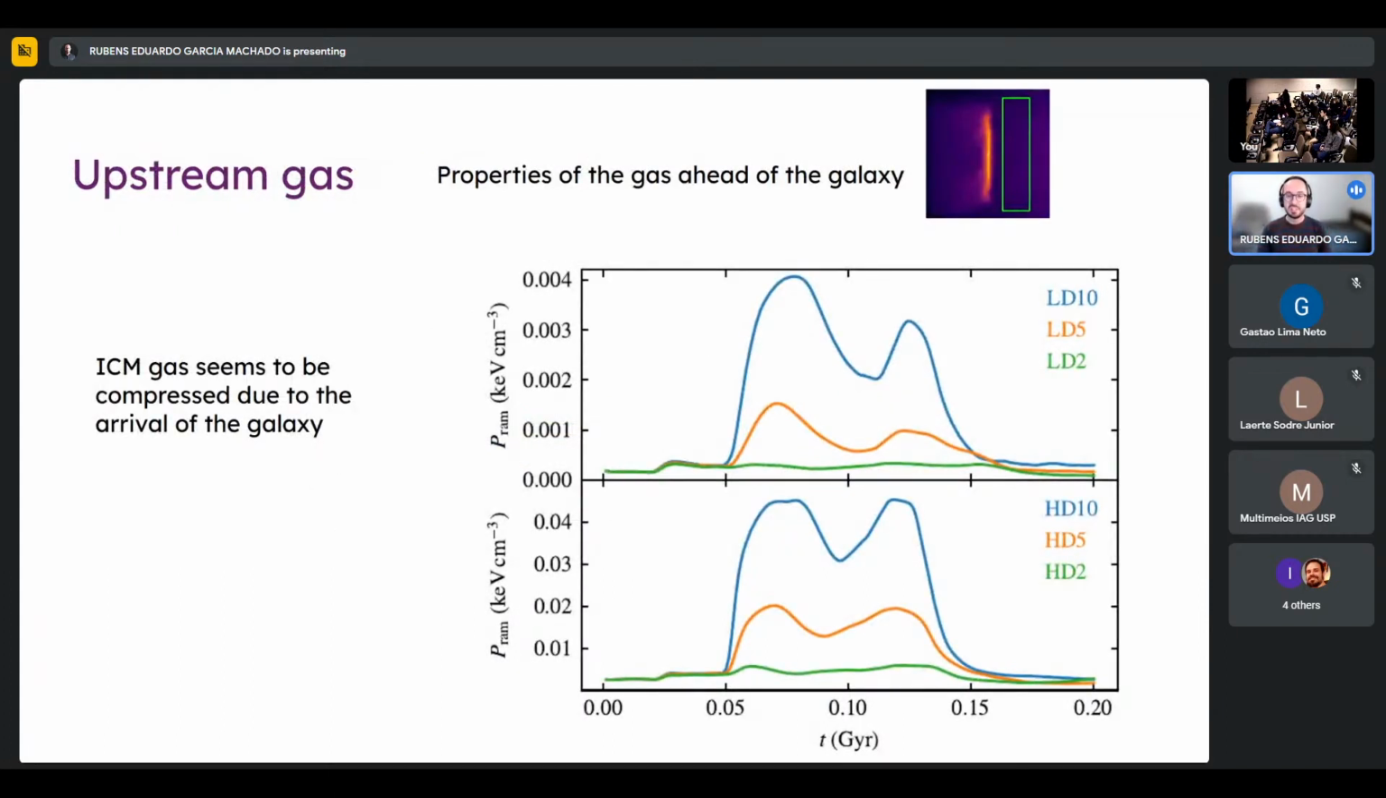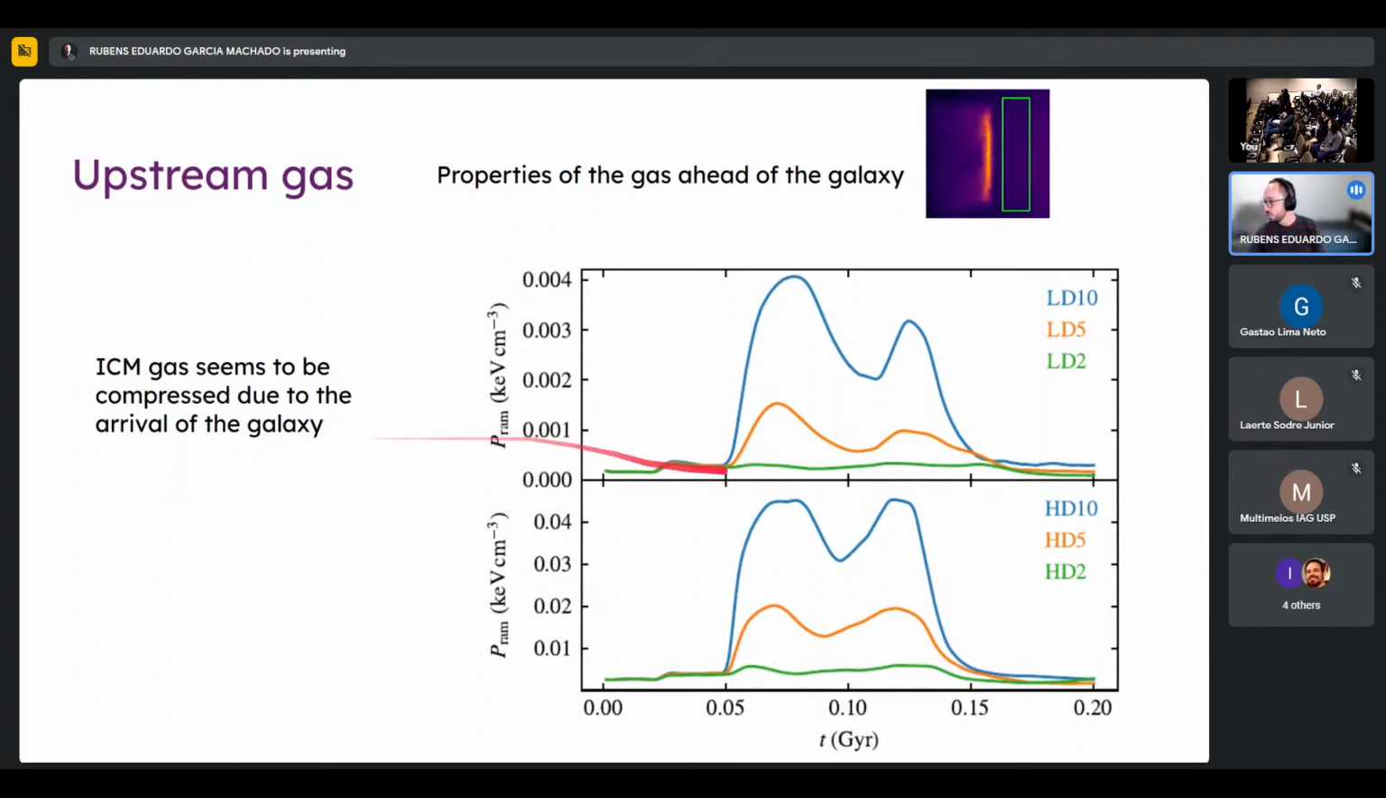Moving further on, the next thing that we analyzed was the properties of the upstream gas. By upstream here, I mean the gas that has not yet been collided. In other words, these are the properties of the gas which is in front of the galaxy, ahead of the galaxy. And what we found here is that apparently there is a compression of the upstream gas due to the arrival of the galaxy. In other words, the motion of the galaxy seems to be causing the gas ahead of it to be somewhat denser than it would have been otherwise in the entrance phase of the cold front, in the sense that the gas density that the galaxy encounters, and consequently the ram pressure that is exerted on the galaxy, is increased compared to what would have been just an equilibrium cold front.